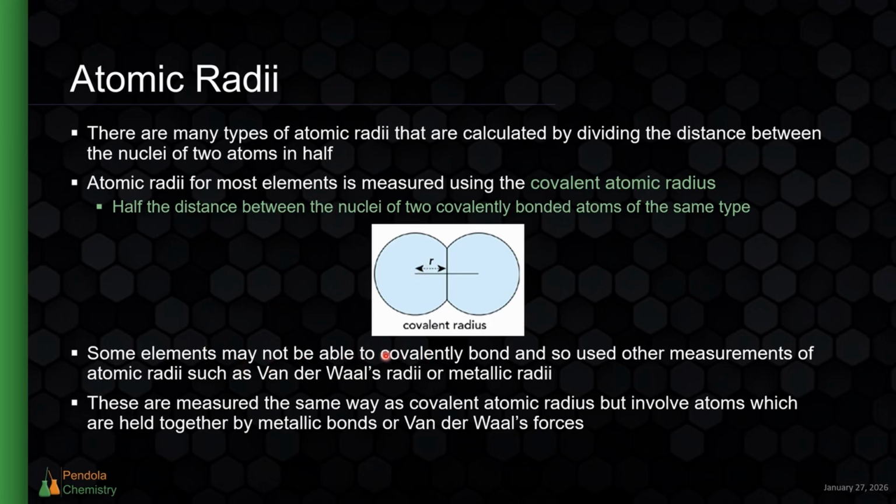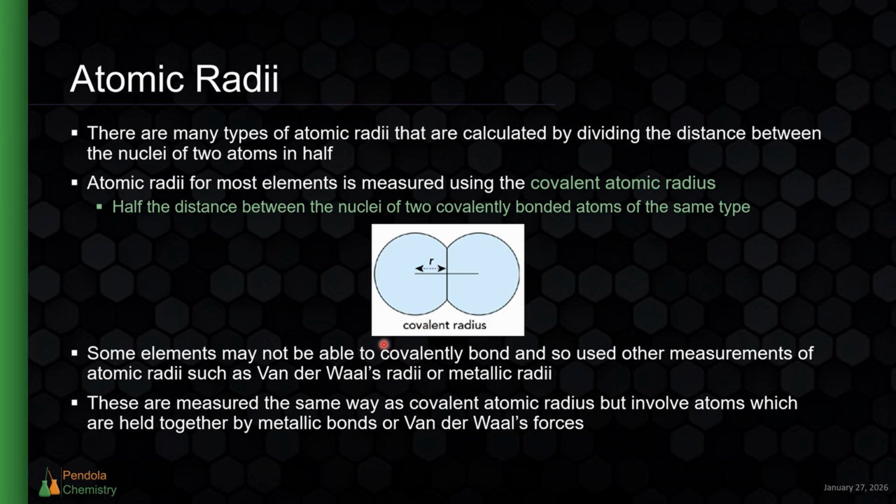Some elements may not be able to form a covalent bond and therefore not have a covalent atomic radius. And so other measurements of atomic radius can be used. One of them is the van der Waals radii, which would be for atoms that are held together by intermolecular forces, and like I mentioned earlier, the metallic radii. These are going to be measured the same way. Again, it's just half the distance between the nuclei. It's just, again, going to involve different bonds or different forces of attraction between the atoms that are held together.